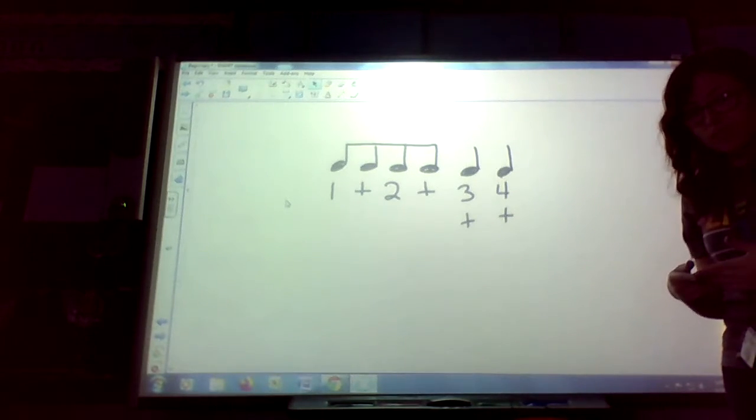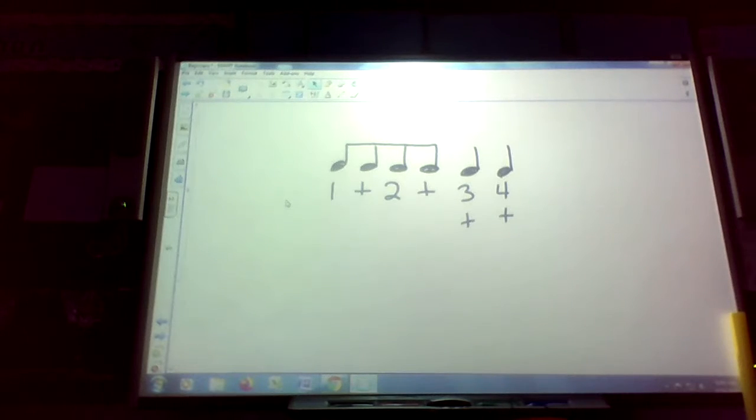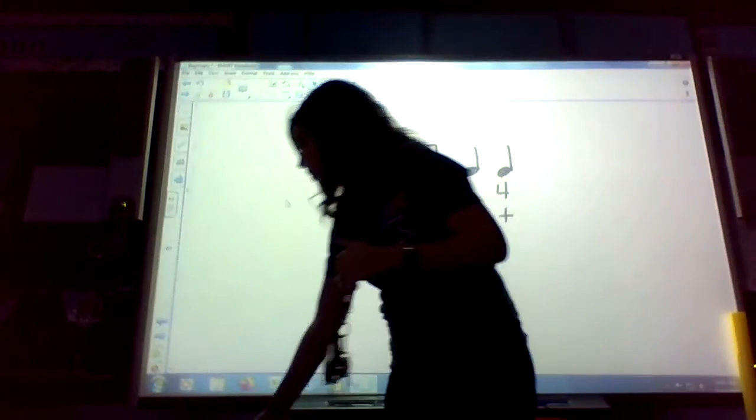Now we're going to repeat it 3 times. And I'm going to move away so you have to look at the board. 3 and 4 and 1 and 2 and 3 and 4 again. 1 and 2 and 3 and 4 one more time. 1 and 2 and 3 and 4 and. Good job. Pick up your instruments.